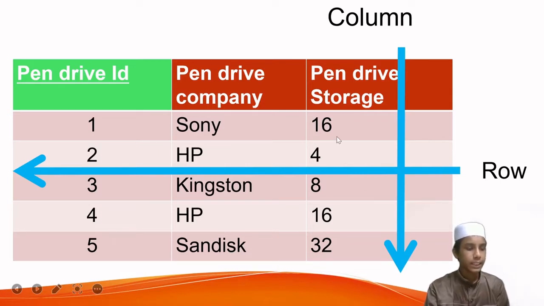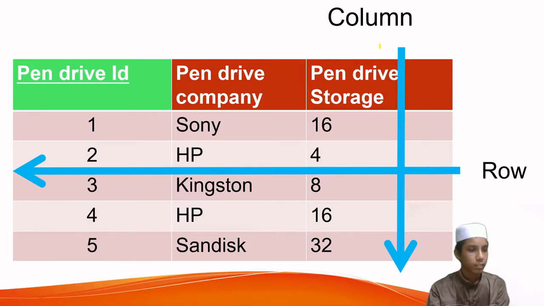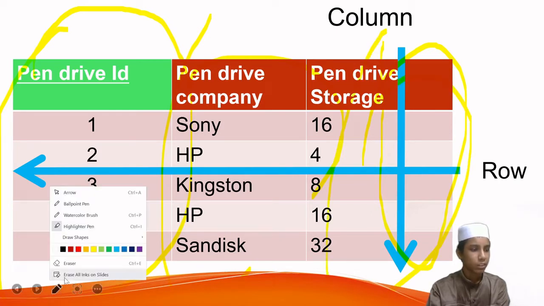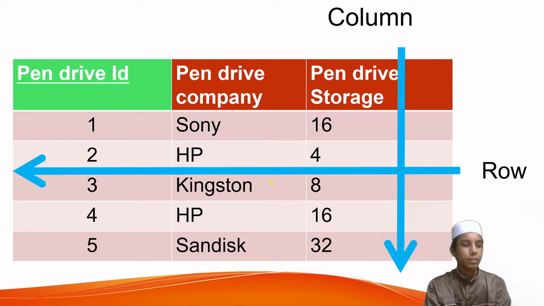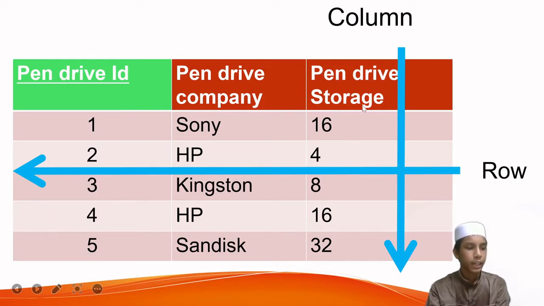As you can see here, these are the sections. This is the pen drive company column, and this is a column, this is also a column, and this is also a column. So these are the columns. We have all of the information here: the pen drive ID, Sony with a limit of 16, another with a limit of 14, another with a limit of 2, and ones produced by HP, and many more. So we have a total of 5.